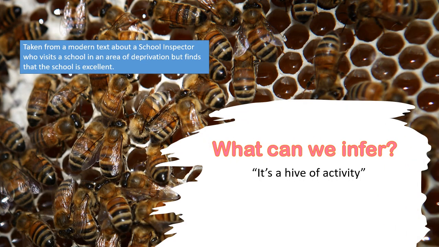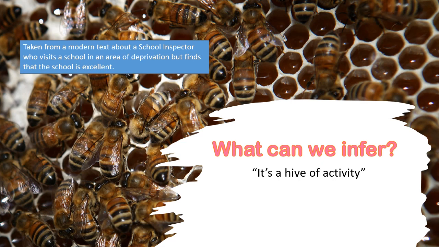Okay, so here's an example. It would be useful if you've seen this before, but it's not the end of the world if you haven't. It's taken from a modern text. It's about a school inspector who's been visiting several schools, and he goes to visit this one particular school in an area of deprivation. There's lots of factories and poverty around the school, and he goes in expecting it to be a bit rubbish, and it's brilliant and really well managed by this head teacher who's really in control.